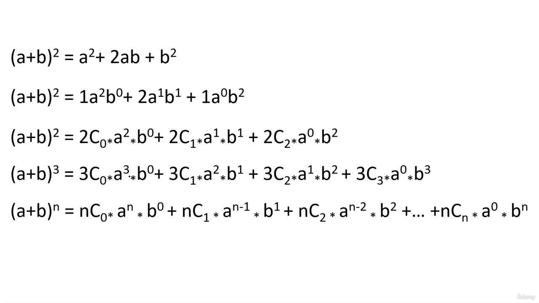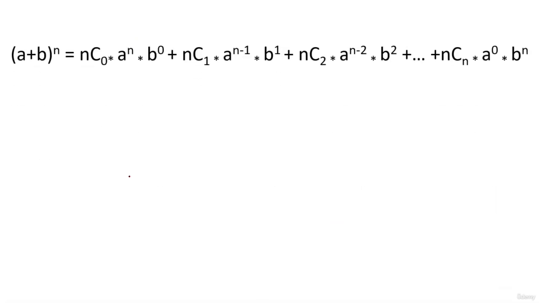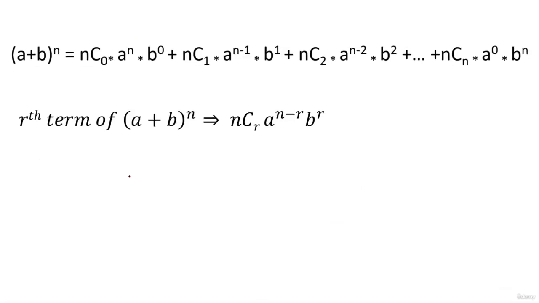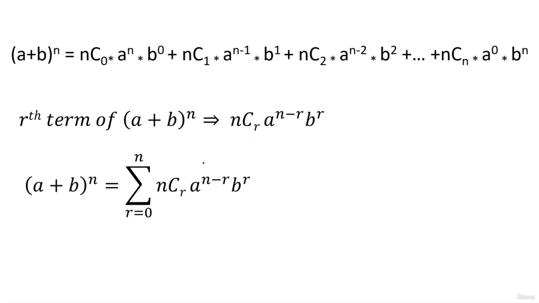Same way, what you can say is for any expression of the form (a + b) the whole raised to n, the rth term is given by nCr a raised to n minus r into b raised to r. So guys, r here will go from 0 to n. r will always go from where to where? From 0 to n. So the rth term of the sequence is given by nCr into a raised to n minus r into b raised to r. And (a + b) the whole raised to n is nothing but the summation of all these terms where r goes from 0 to n.